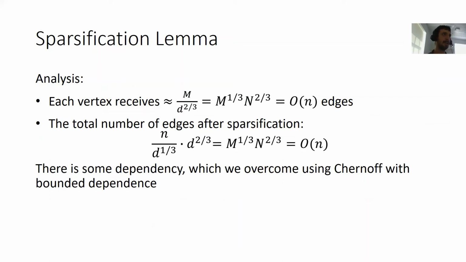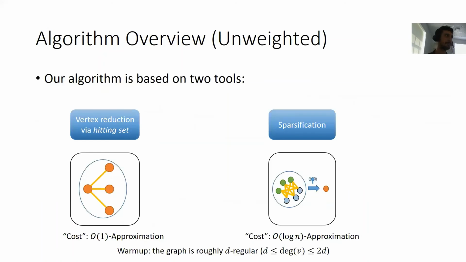So this was an expectation, and there is some dependency between what the nodes receive, but we overcome this in the paper using Chernoff with bounded dependence. So we saw how these two tools work and how we can combine them to get an unweighted algorithm, but this was under the assumption that the graph is roughly d-regular. Now we remove this assumption.